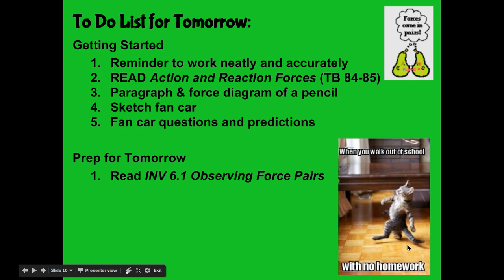So your to-do list for today looks like this. The first thing you want to do is finish your getting started. There are 5 steps to that, in which I just read all of them. Step 1 is a reminder to work neatly and accurately. Step 2 is to read action and reaction forces. That's in your textbook, page 84 and 85. Step 3 is to write a paragraph and force diagrams about a pencil. Step 5 is sketching that fan car, including the forces and what you think is going to happen there. And the last one is some questions and predictions about the fan car.